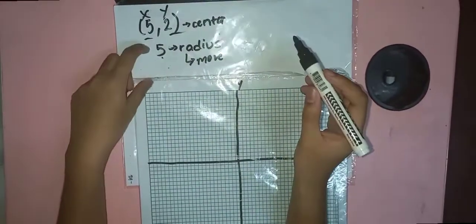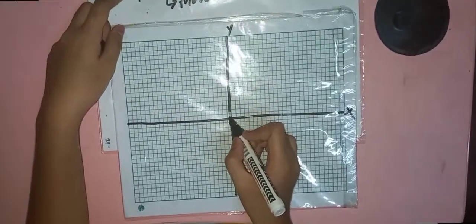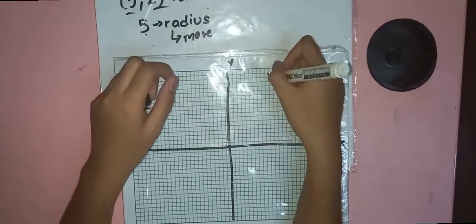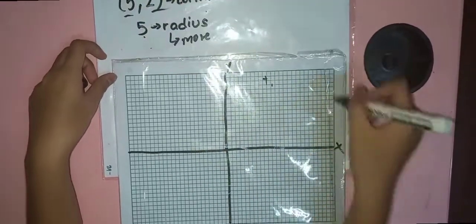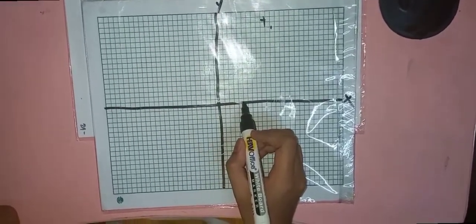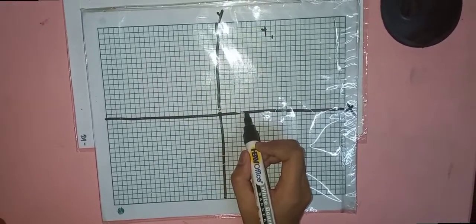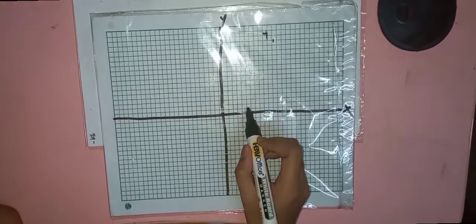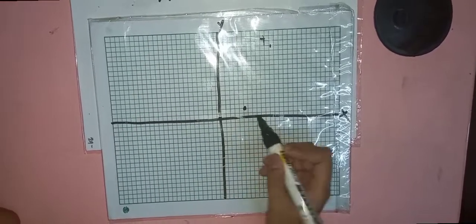So let's say the center is (5, 2). From the origin, we need to count from positive 5. As I've said earlier, in this quadrant it is positive and positive, so both will be put on this side. Let's count: 1, 2, 3, 4, and 5. So this is the 5 from the x, then upward because it is positive, so let us count 2. 1 and 2. So this would be our center.